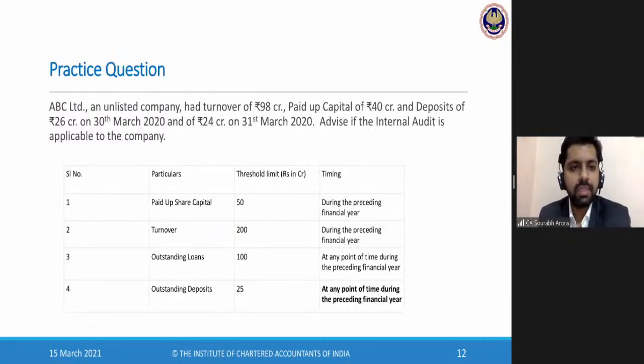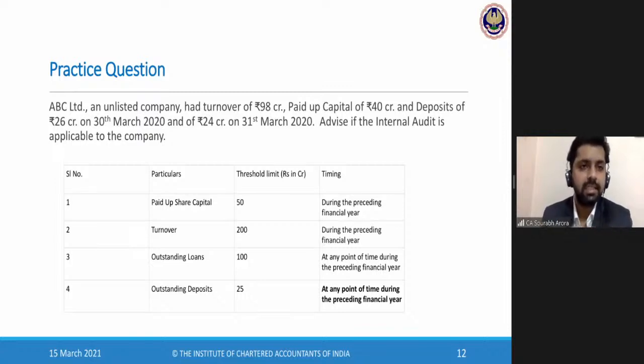Then we'll come to the next slide. So we'll deal with some practice questions over here. ABC Limited, an unlisted company. ABC Limited means it's a public limited, had turnover of 98 crore rupees, paid up share capital of 40 crore, deposits of 26 crores on 30th March 2020, and of 24 crores on 31st March 2020. So we can see that the deposits have reduced from 26 crores to 24 crores on closing. Advise if the internal audit is applicable to the company.